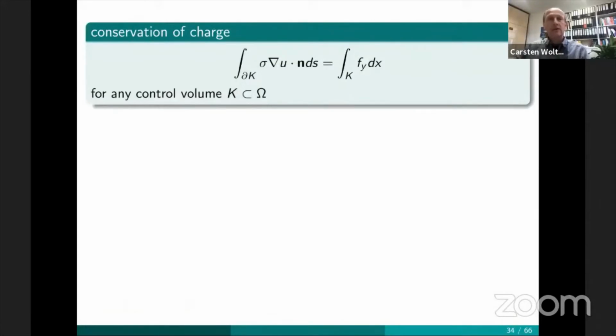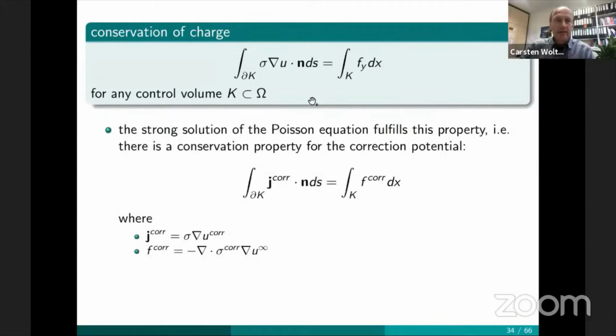In discontinuous Galerkin, the conservation of charge is taken care of. In the subtraction approach, we can show that the conservation of charge has on the left-hand side the J correction term, which is sigma gradient U correction, and on the right-hand side, the F correction part is this term here. So it can be derived. It is derived in the paper of Engwer et al. that I mentioned.